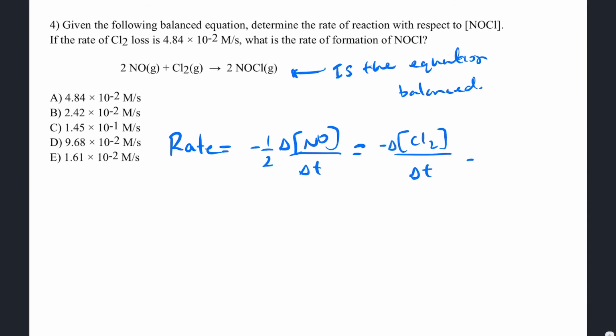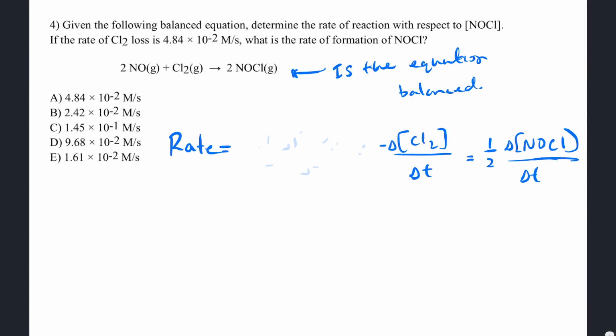Got to put the delta there. And our final one is going to be a positive value because we have a product with a fraction in front of it, 1/2, the delta NOCl. Let me fix that. Over delta T. Now we're going to be solving, because we were given the rate of loss of Cl2, which is right here, we're solving with the rate of formation of NOCl, which is on the right side right here. So I actually don't really care about the NO in this particular case, so I'm just going to erase it for simplicity and move a couple things over. So let's move that over, more space.